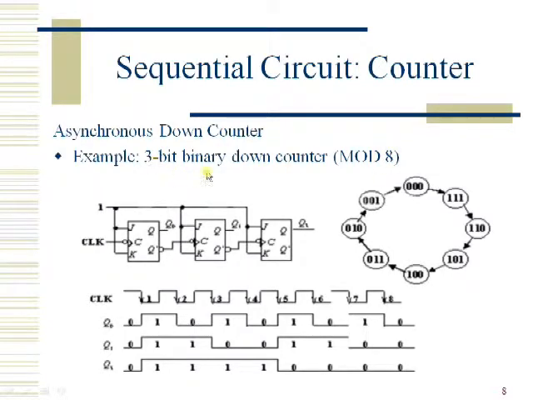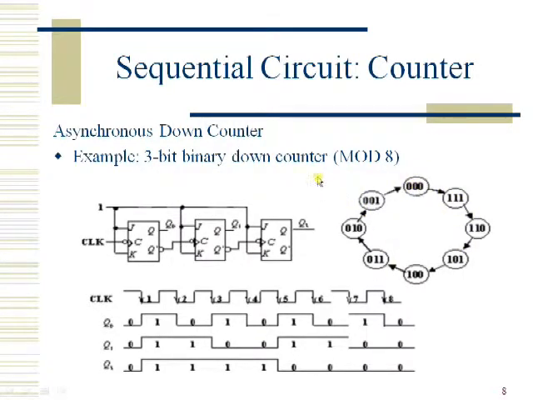Okay, 2 power 3 is nothing but 8, so it is going to produce 8 states, so that is why it is called a modulus 8 counter, or modulo 8 counter, or mod 8 counter. As you can see, the states start from 7, it is a down counter, so 7, 6, 5, 4, 3, 2, 1 and then 0, and again it is going to repeat the same states.